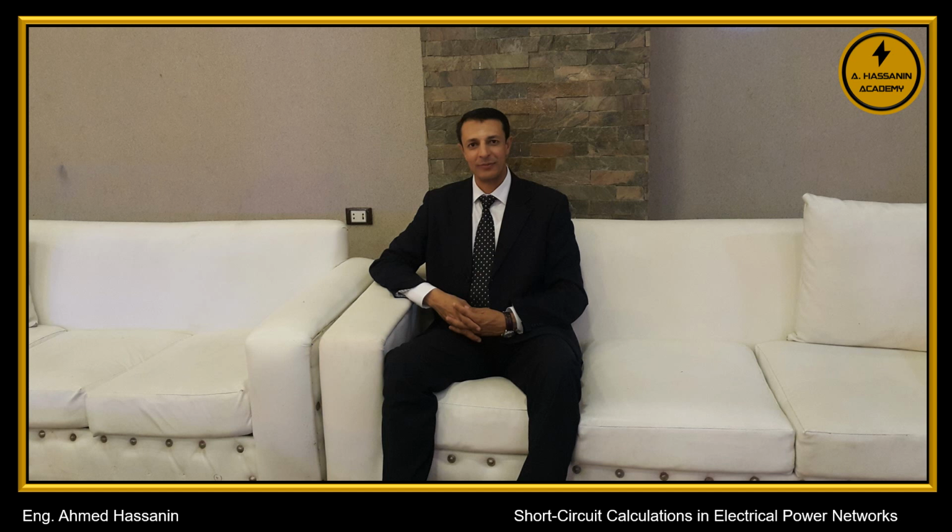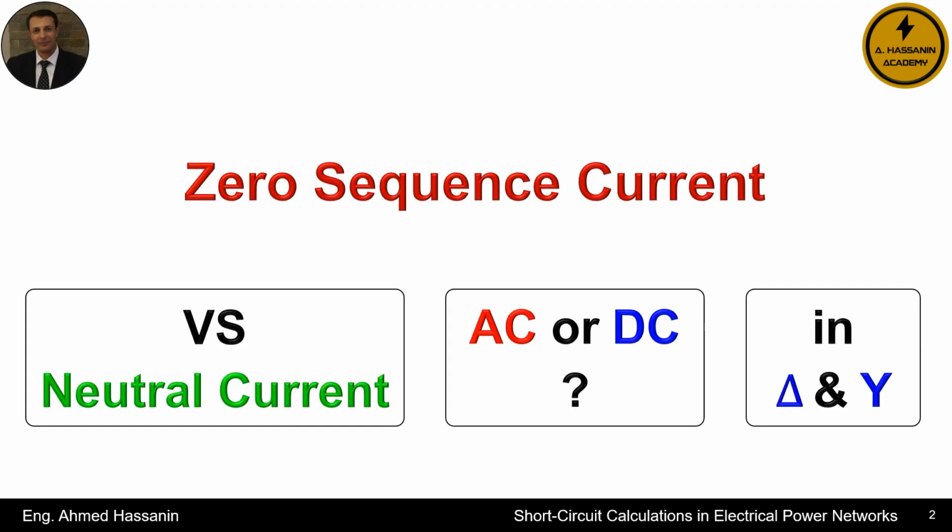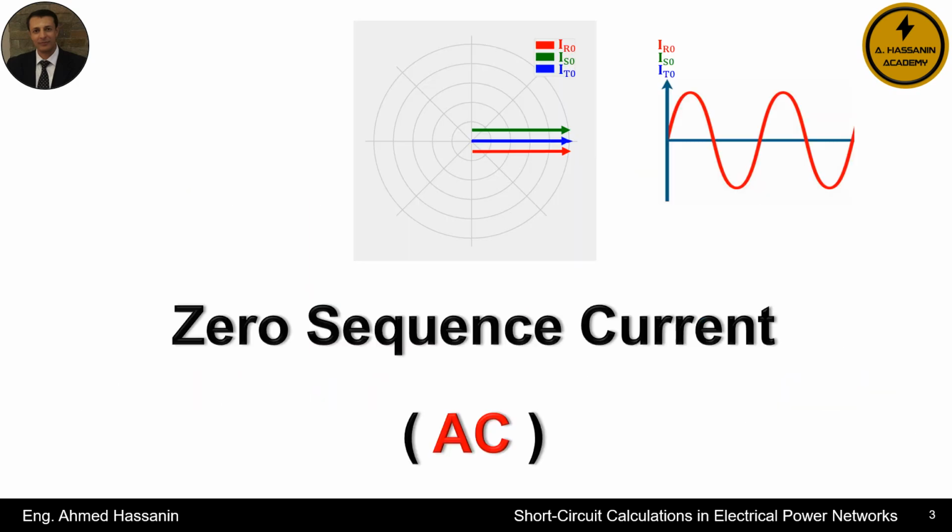In the name of Allah, in this lecture, I will discuss the difference between the zero sequence current and the neutral current. I will also answer the question, is the zero sequence current AC or DC? Additionally, I will discuss the positive sequence current, negative sequence current, and especially the zero sequence current in star and delta connections. Of course, without a doubt, we must understand that the zero sequence current is an alternating current, AC.